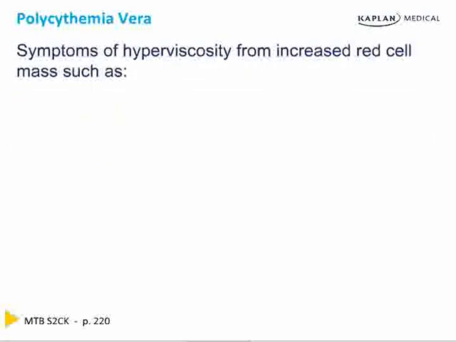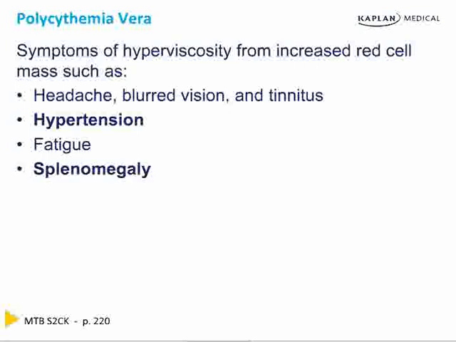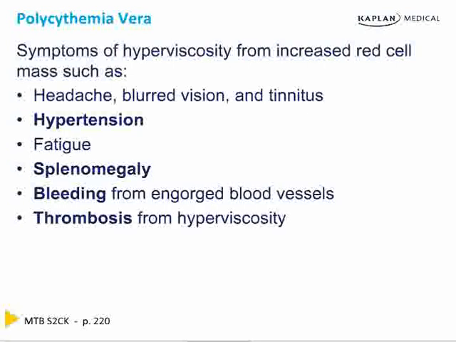The symptoms of hyperviscosity are from increased red cell mass. These symptoms are headache, sludging, blurred vision, tinnitus, ringing in your ears, and hypertension, as it sludges and more pressure has to be exerted. You get very tired, because how can you move your blood around if it's so thick? It's a hyperviscosity syndrome. The spleen becomes big because the spleen tries to suck up the extra abnormal blood. And the blood vessels become so filled with red blood cells that they actually can burst. You can get thrombosis from hyperviscosity because it's sludging.